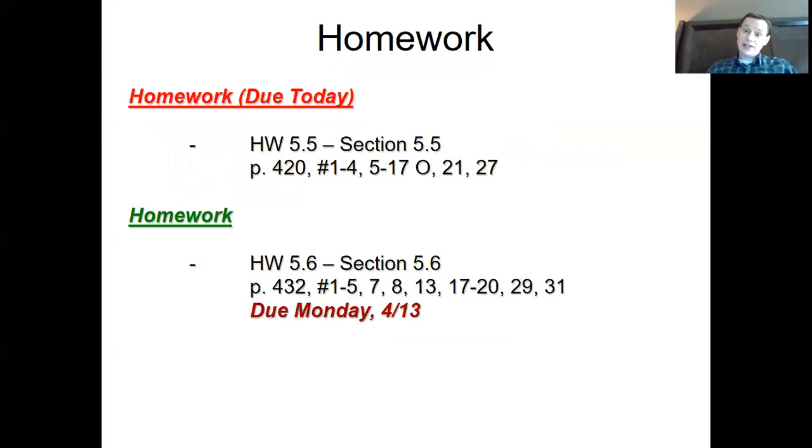5.5 is due today sometime. The due dates all say 3 o'clock online. I don't really care. As long as they're turned in on that day, you're good. I won't catch you for being tardy or anything like that. But your new one is 5.6.